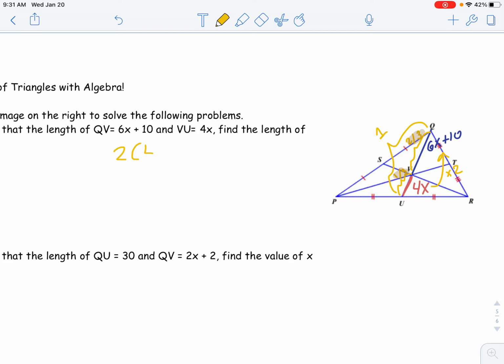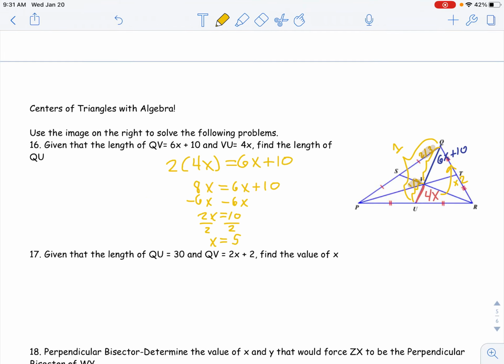So if we can get that far and say it's going to be 2 times 4x equals 6x plus 10, if we can get this equation, we're in incredibly good shape. We get 8x equals 6x plus 10. Subtract 6x from both sides. 2x equals 10. Divide both sides by 2, and x equals 5.